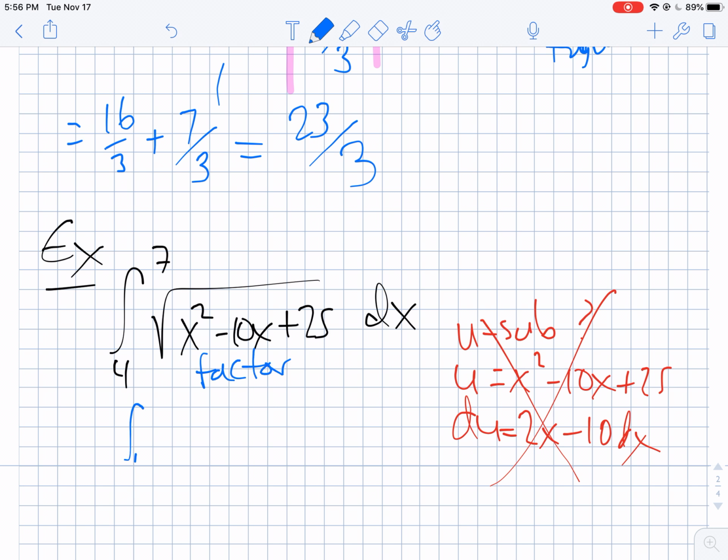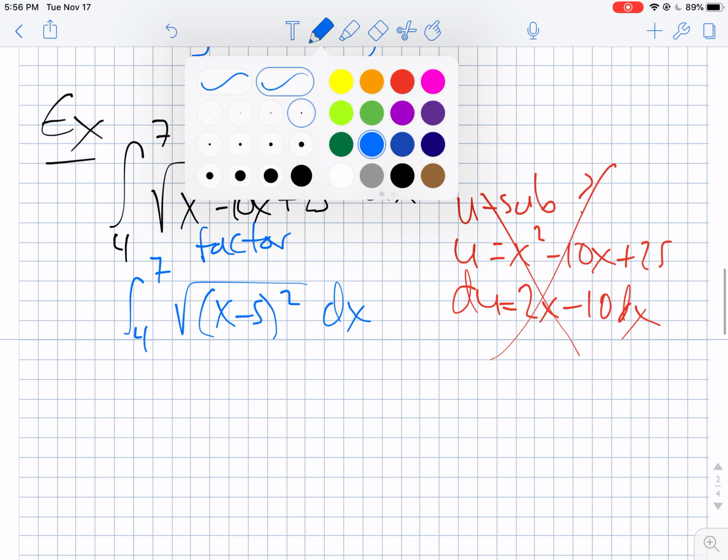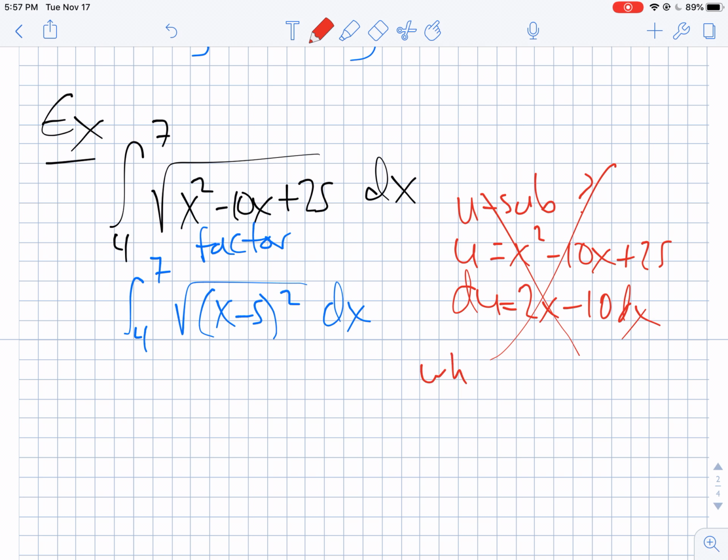But then I might wonder, maybe I can factor this. And in fact, I can, right? This is equivalent to the integral from 4 to 7 of the square root of (x minus 5) squared dx. Okay. Now at this point, the question you want to ask yourself is, what is the square root of x squared? Now, almost all you guys got that wrong because the answer is not x, it's actually the absolute value of x. That's what the square root of x squared is.